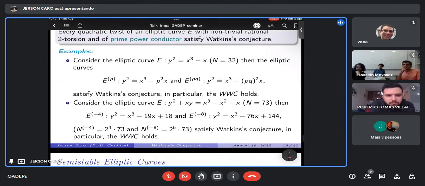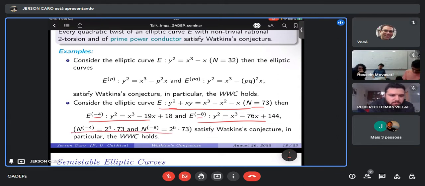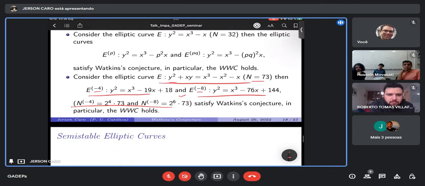And also here I want to give you this other example. You can start with this elliptic curve that has rank 73, and we can take these two quadratic twists by -4 and -8. And you get these two elliptic curves with these two conductors, and both of them satisfy Watkins conjecture. So this is also another case where WWC is proven. Okay, that's the other approach that we gave in this direction.